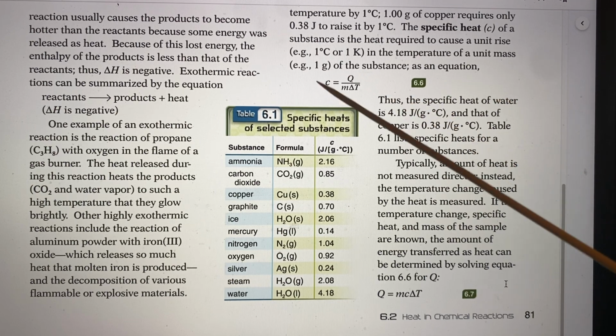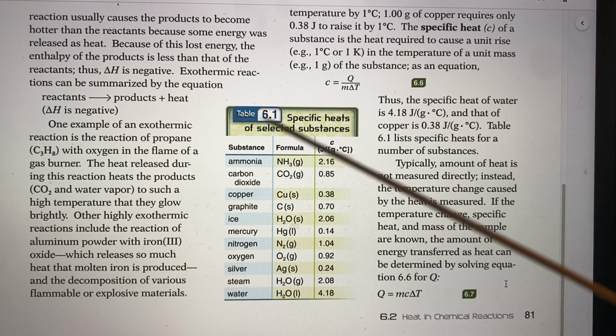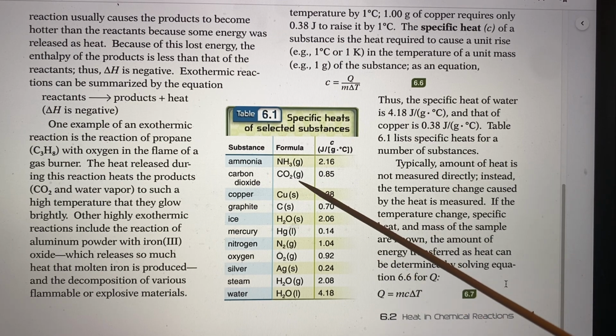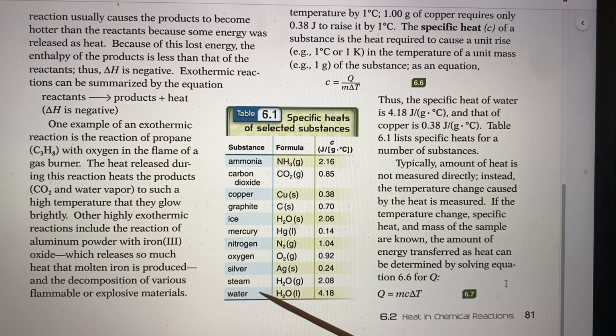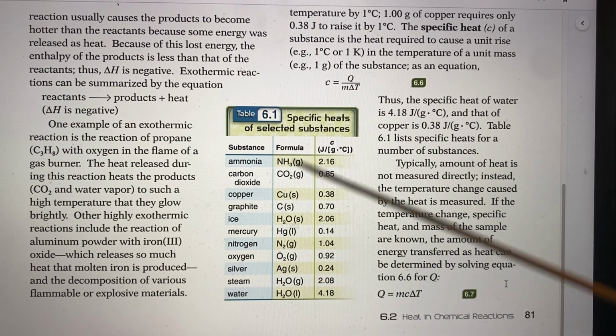So now we have this equation, and they put in the specific heat of each one. Carbon dioxide gas would be 0.85. Let's go down to water. Liquid water is 4.18. Now, you can see the gases and liquids are going to be different. This is where they calculate these out for you so you don't have to do all the work. When you have a question, they'll usually give you the specific heat so you can find the energy.